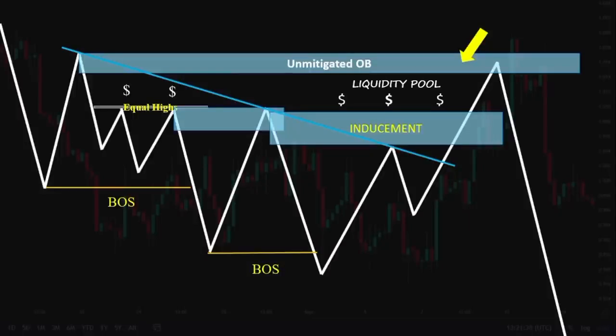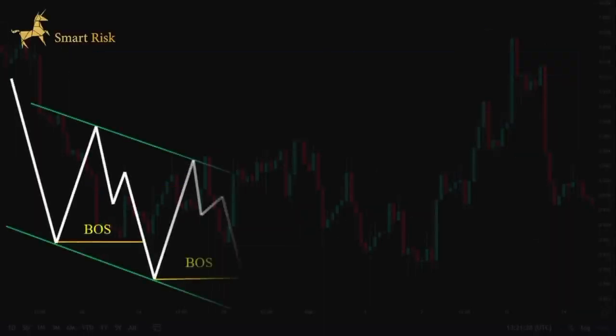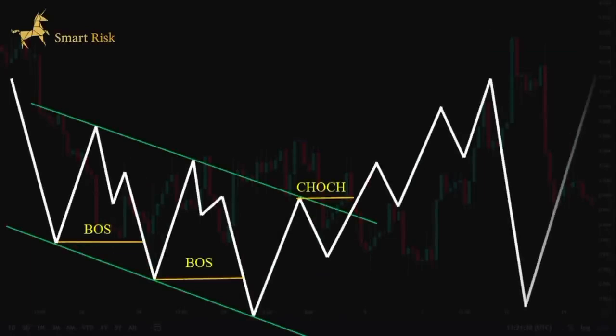So guys, let's see another possible scenario that frequently happens in the market. So, as you can see on the left side, price is in a downtrend and respected this channel multiple times.